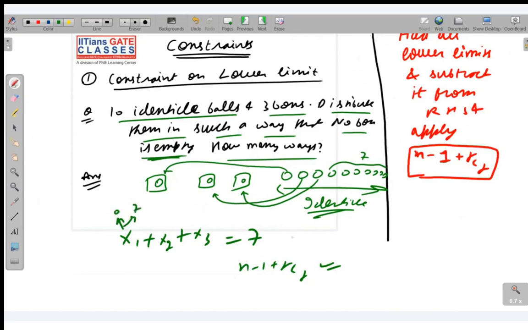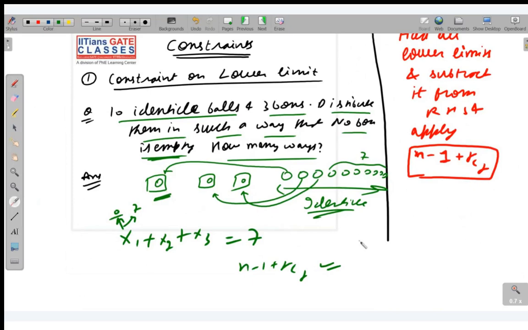Minimum 0, maximum 7. Everything is allowed now. Why is it allowed? Because one ball is here. Since I have already given one ball to it, now I will say 0 is allowed. No problem, because when I say x1 is having 0, directly and indirectly one ball is there. So it will not create a problem for us.